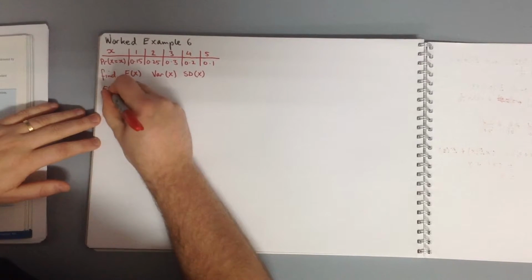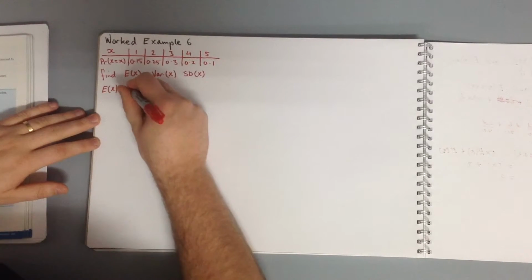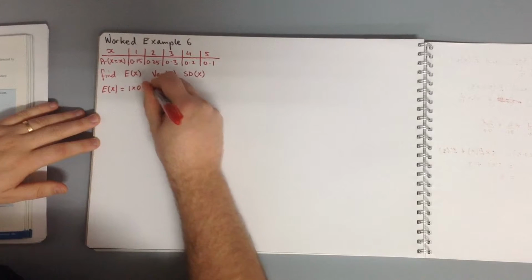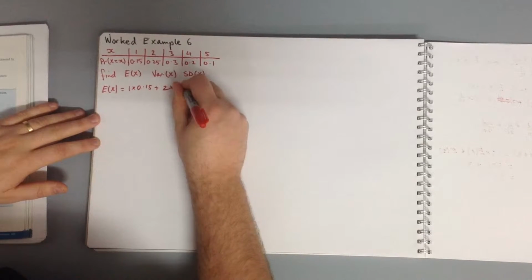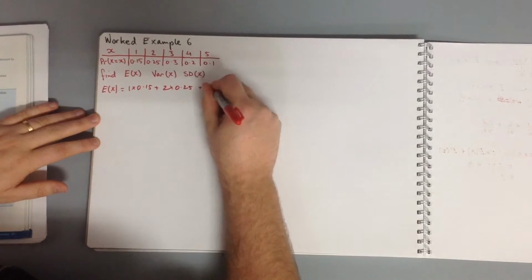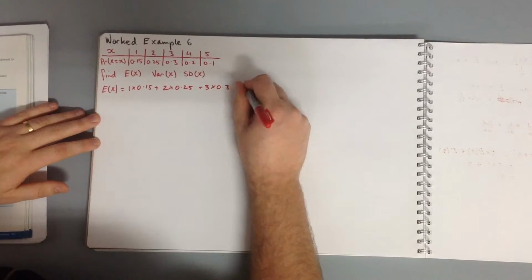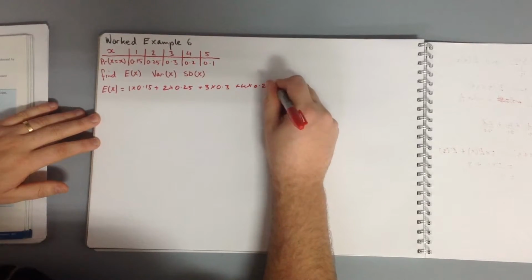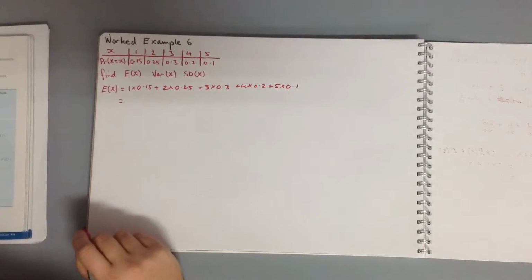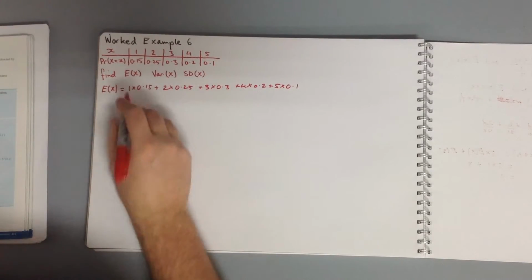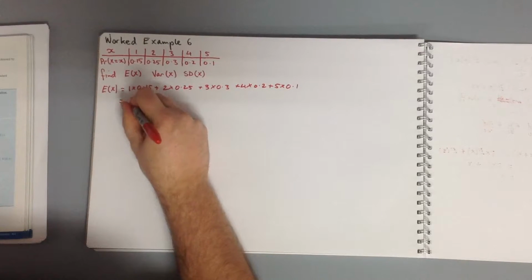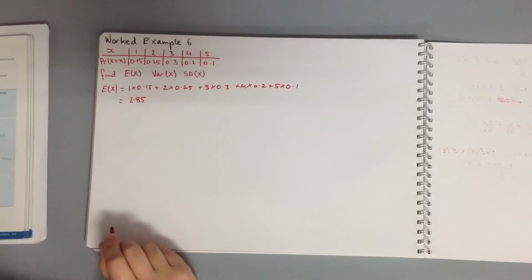Okay, so the easiest thing to do with this is start off with our E of X. That's equal to 1 times 0.15 plus 2 times 0.25 plus 3 times 0.3 plus 4 times 0.2 plus 5 times 0.1. When we run through and do our arithmetic, we find the expected value is 2.85.